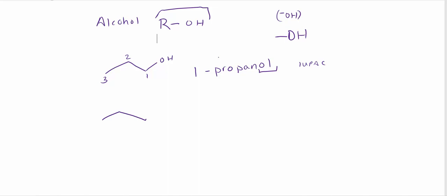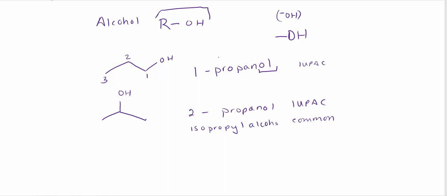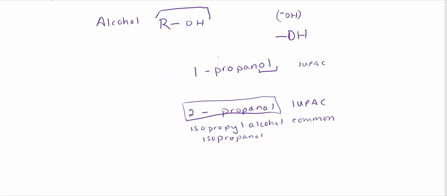Now, if we had something like this, again, we have propanol, but now we have 2-propanol. Again, this is the IUPAC name. Now, the common name for this would be isopropyl alcohol. You may also see it as isopropanol, but the one with the number is the IUPAC name. That's how you can keep them separate. And the isopropyl alcohol, you were supposed to buy that in order to complete your lab kit. So those are our alcohols.